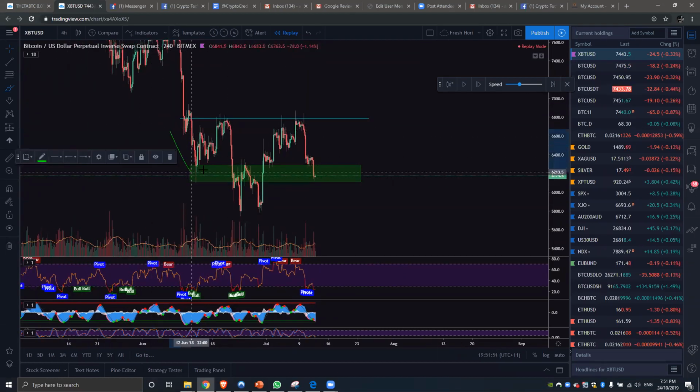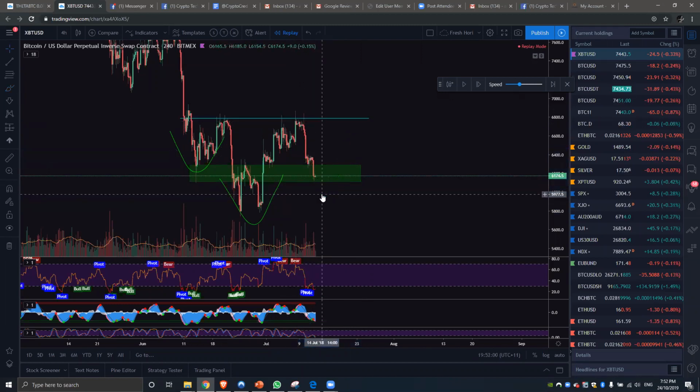So we have our left shoulder here, we have our head here, and then we have our right shoulder coming into here, right? So you're sort of looking at it like this right now and being like, okay, if we can find a little bit of support through this range here, this is going to be a really good time to get into an entry.